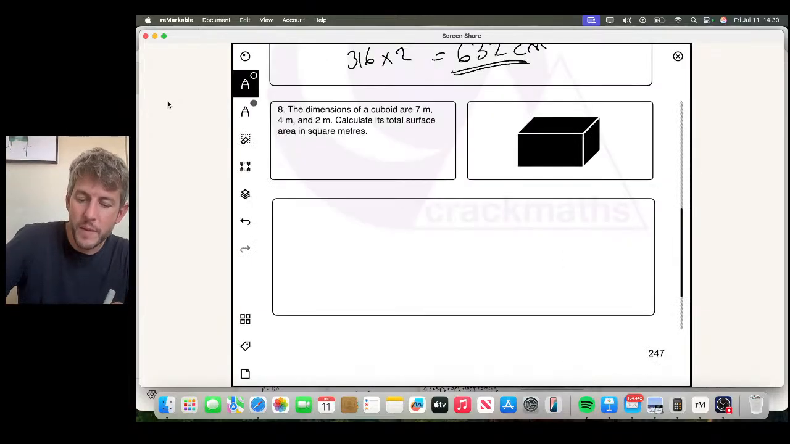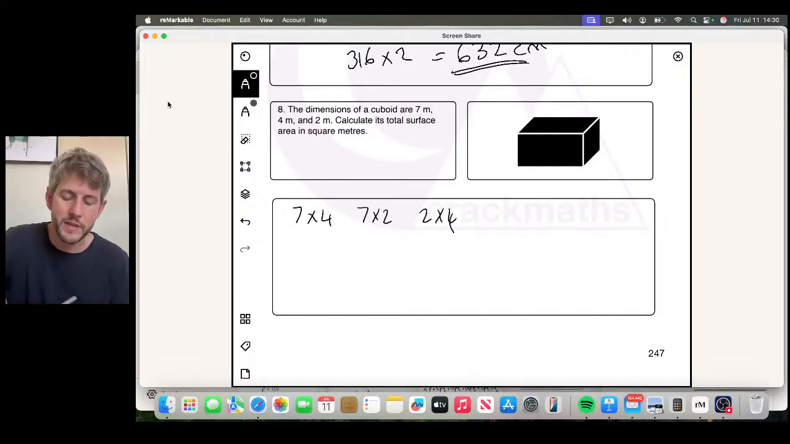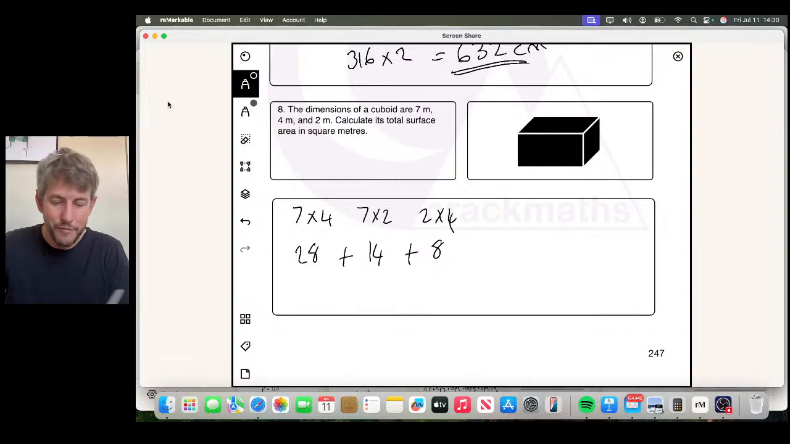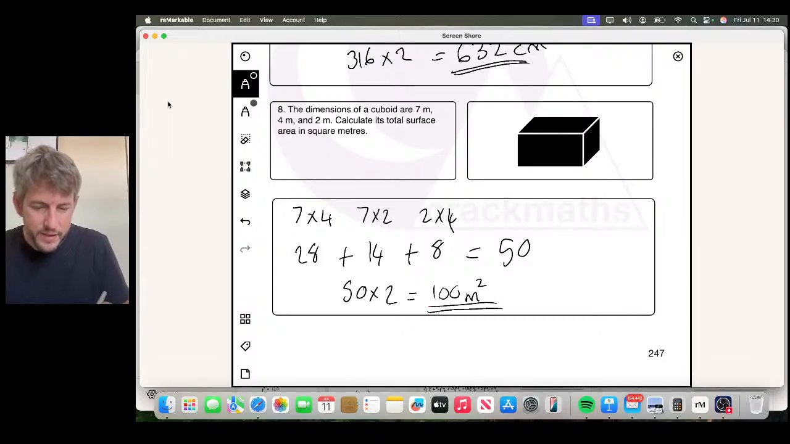Question 8, we've got the dimensions of a cuboid are 7, 4 and 2. So that's going to be, we've got the 7 by 4 sides, we've got the 7 by 2 sides, and then we've got the 2 by 4 sides. Okay, so here we go. 7 by 4 is 28, 7 by 2 is 14, 2 by 4 is 8. If we add these together, what we get is 36, 40, 50. So those add up to give us 50, and then 50 times by 2, that's nice and easy. 100 meters squared, because it's asking for the total surface area in square meters.